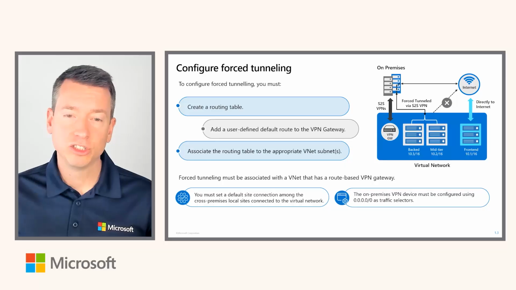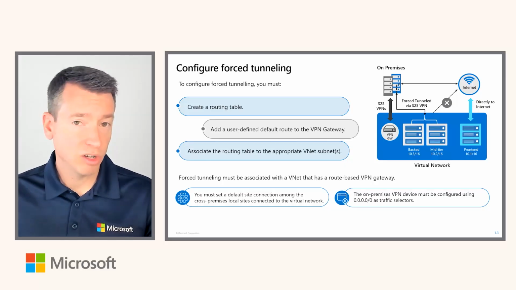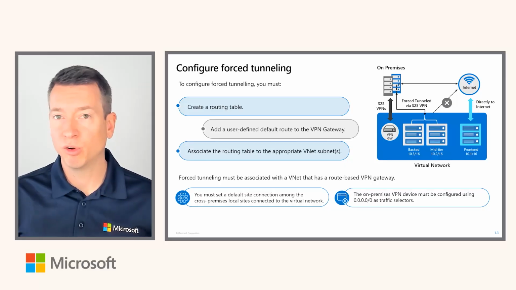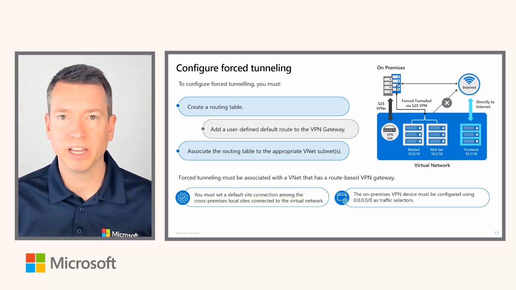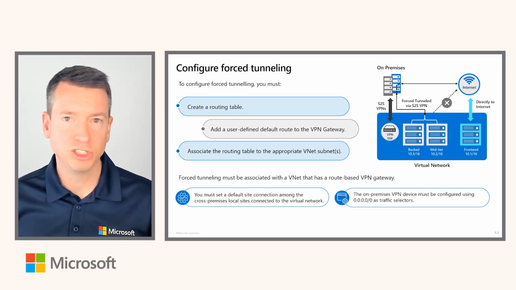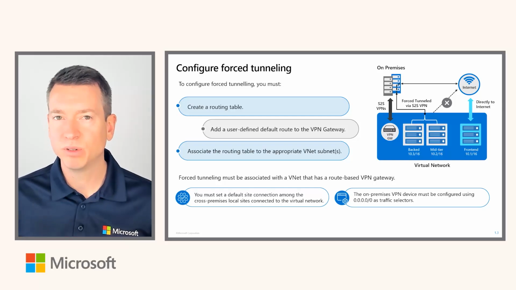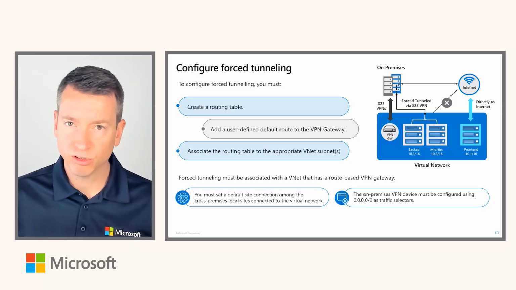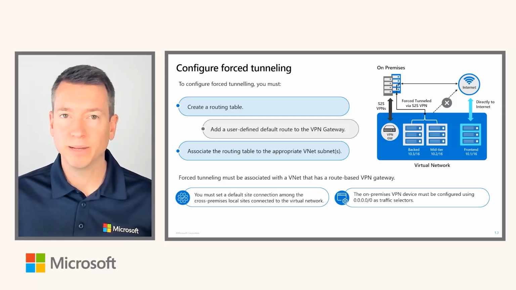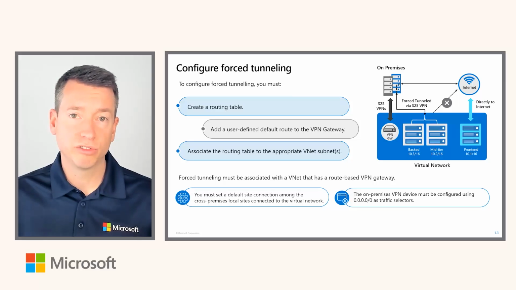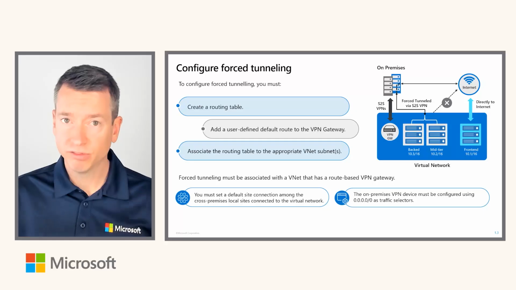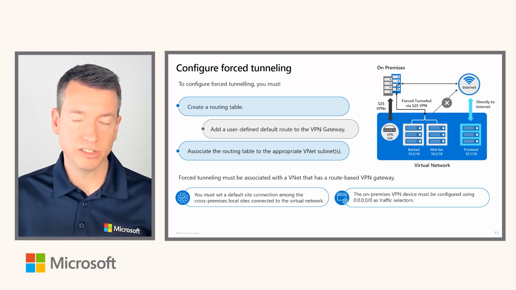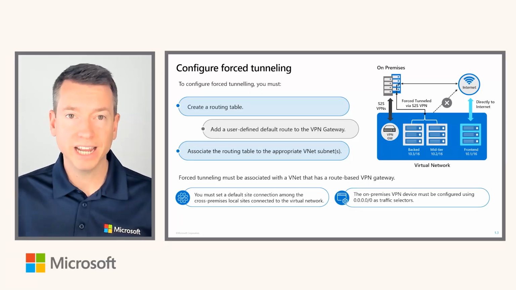Forced tunneling lets you redirect all internet-bound traffic from Azure VMs to your on-premises network via a site-to-site VPN, and you do that for inspection and auditing. Now, in this example, the front-end subnet is not forced tunneled, and it will accept and respond to customer requests from the internet directly. Now, the mid-tier and backend subnets are forced tunneled, and all traffic to the internet will be forced or redirected to an on-premises site.